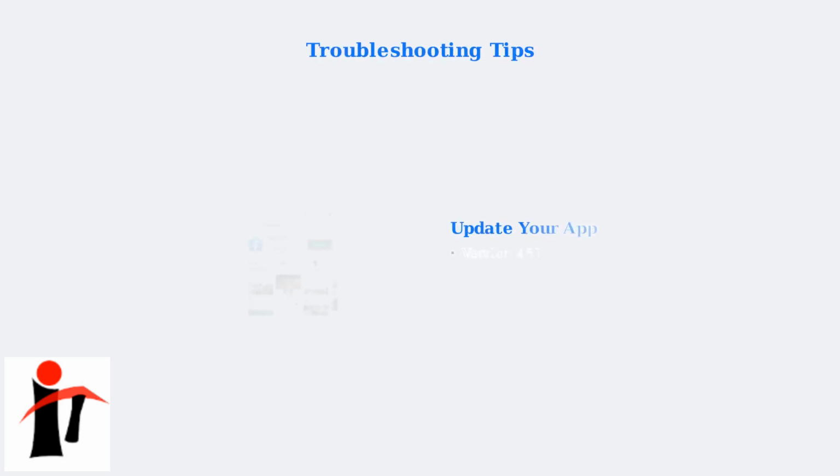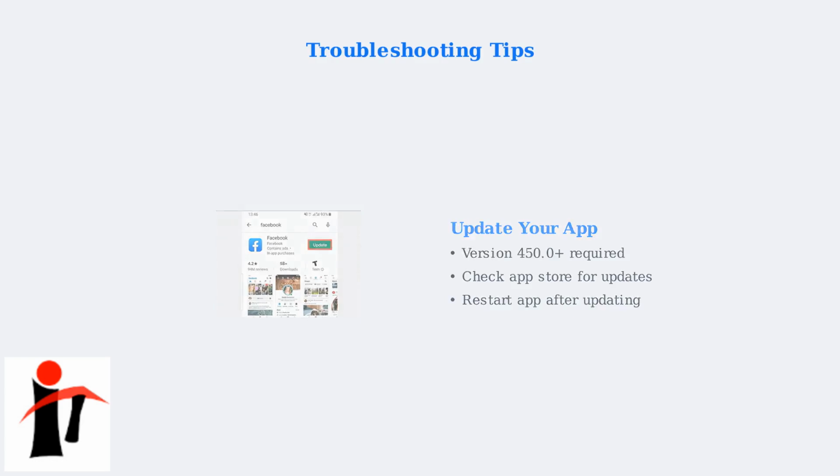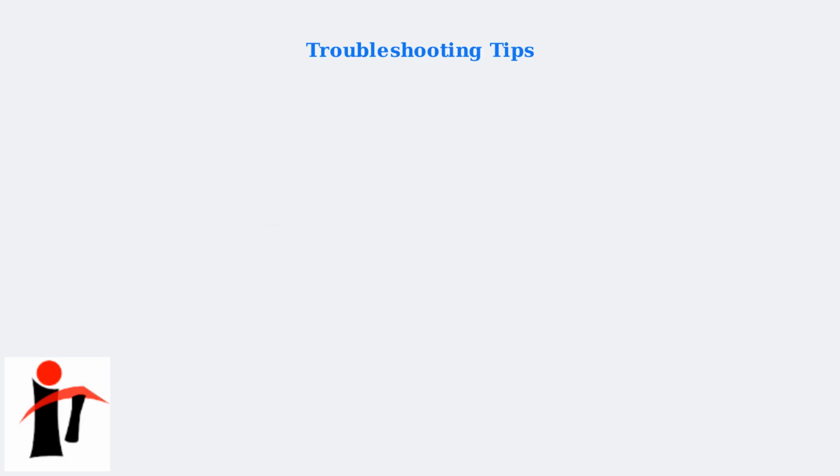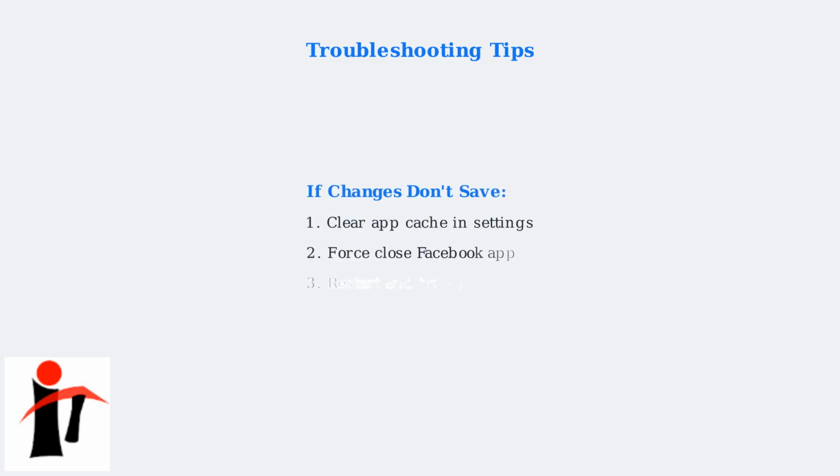If you're having trouble finding the pin option for Marketplace, the most common solution is to update your Facebook app to the latest version. Make sure you have version 450.0 or higher for mobile devices. If your changes aren't saving properly, try clearing your app cache and restarting the Facebook app. This resolves most navigation customization issues.